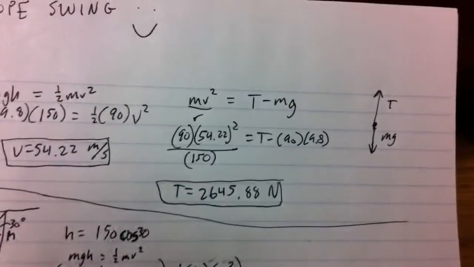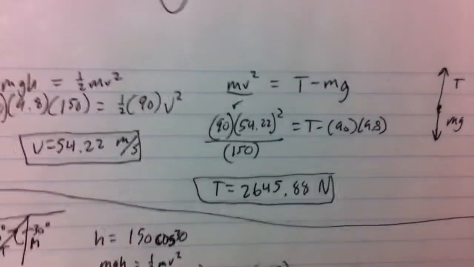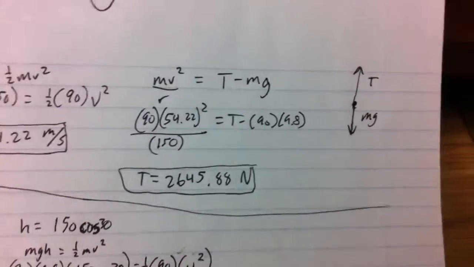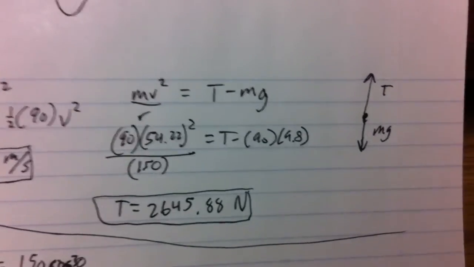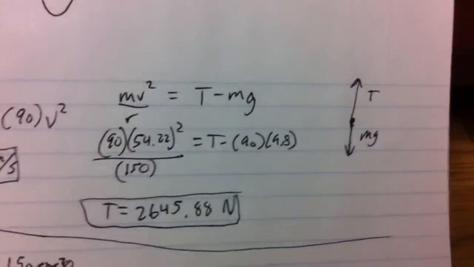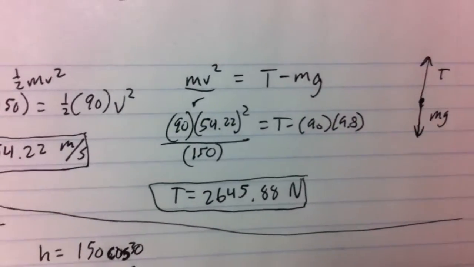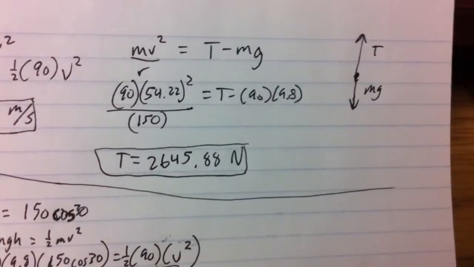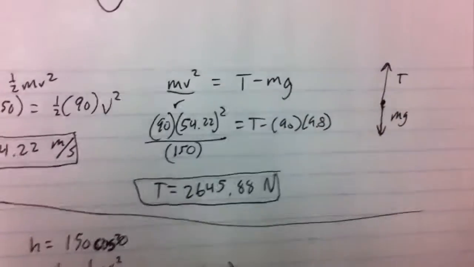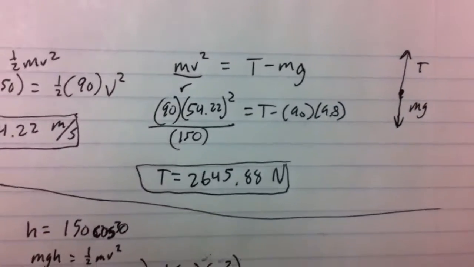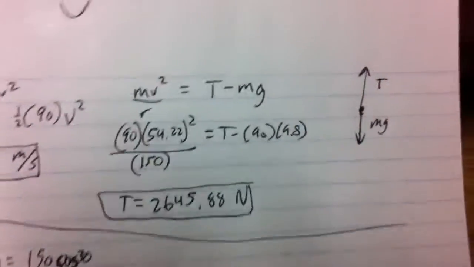And using the centripetal force formula that I have here and the free body diagram, we can see that the only force acting upwards is tension and down is gravity. So we can see that mv squared over r is going to equal the tension minus gravity. So using that, we can find the tension. And we end up getting 2645 newtons for the tension at the bottom of the rope swing.